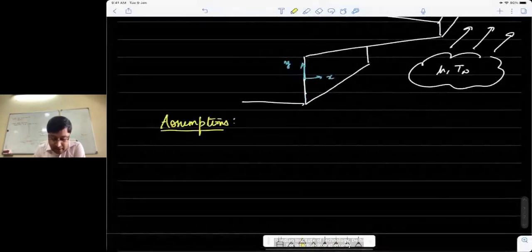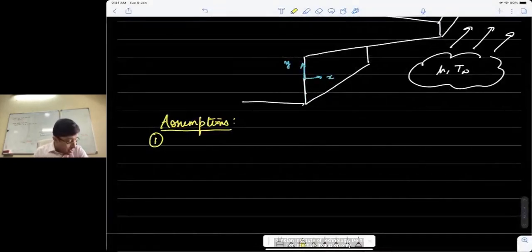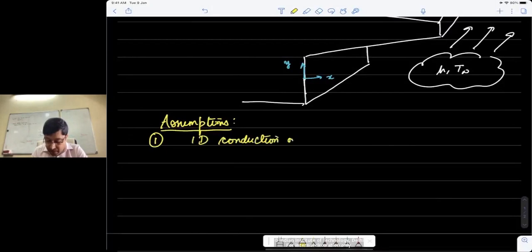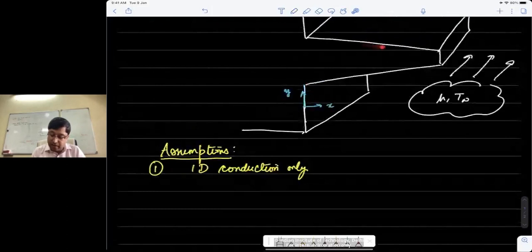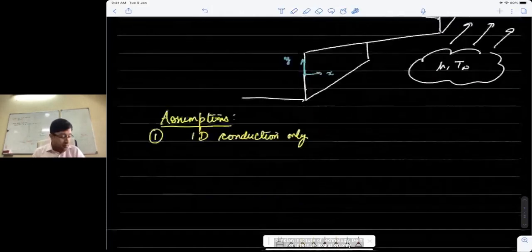These assumptions are very critical in getting an analytical solution for the problem that we're going to work out. The first assumption that I would make is that this is a special case of 1D conduction only. Even though the geometry is two-dimensional, the fin can be easily perceived to be two-dimensional, that temperature should vary both in x and y. But I will actually assume in this case that the conduction only happens along one direction.